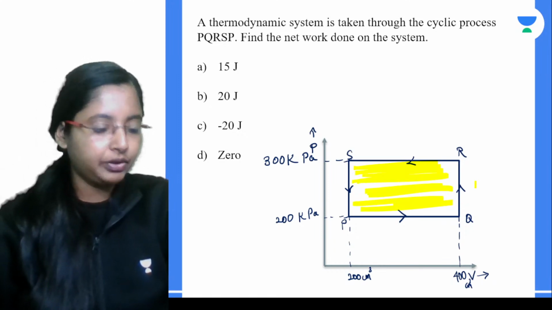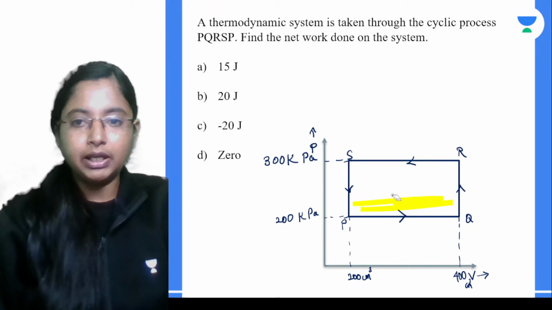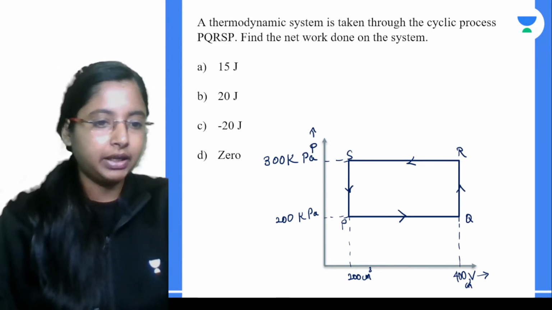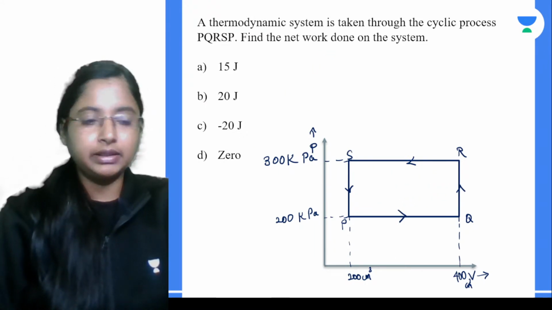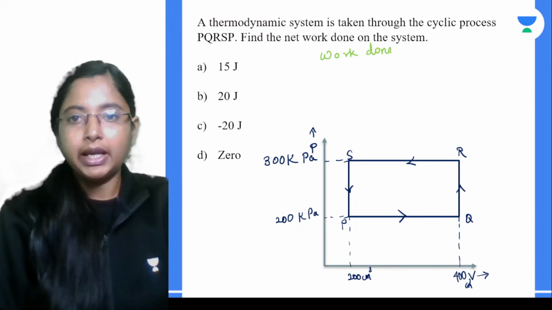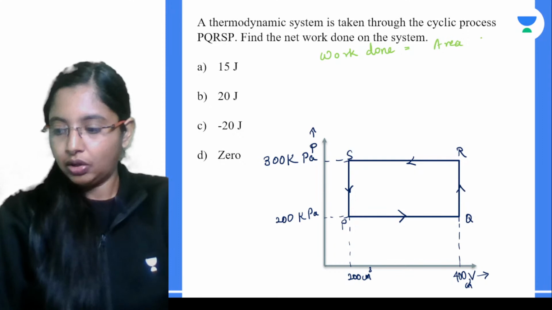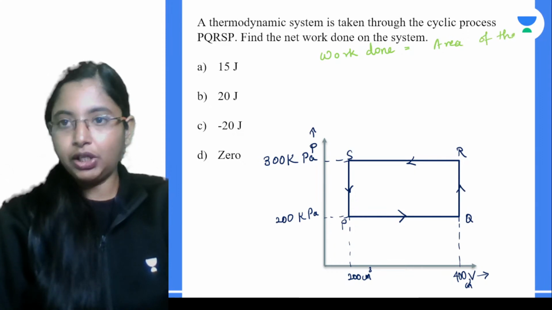Now, if you know the answers, you can give it in the chat box. So, how do we find the area over here? Very simple. This is basically work done. What is work done in this case? Work done in this case is nothing but the area of the loop.